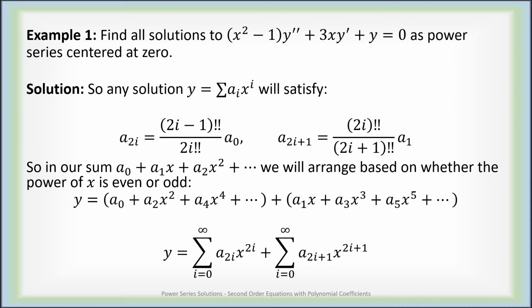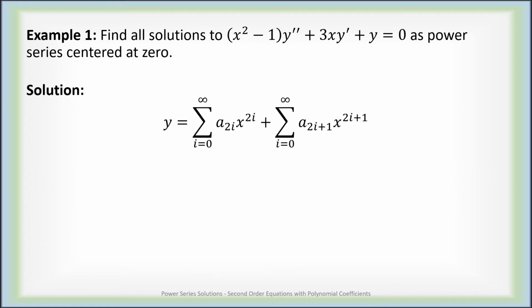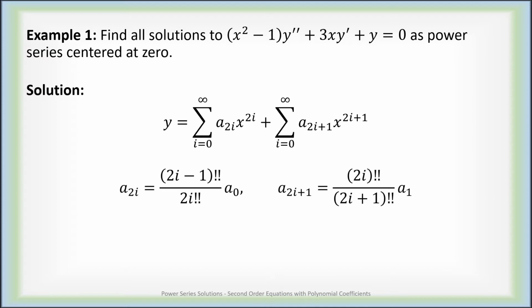So instead of just listing out all the terms at once, we have the even ones, and then we add in the odd ones. So here is how we represented y as a sum. We took its power series and broke it apart into the even index terms and the odd index terms. And we did this because we have these formulas for the even index terms and odd index terms, respectively.